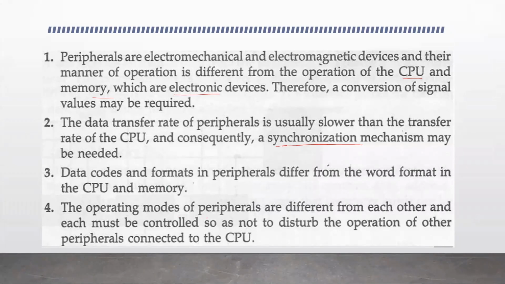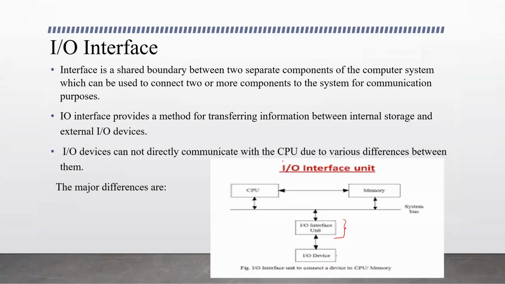The operating modes of the peripherals are different from each other, and each must be controlled so as not to disturb the operation of other peripherals connected to the CPU. If we take the peripherals separately, the operating modes of each peripheral are different from each other, so based on the operating modes of the peripherals, they have to be controlled. So we need an interface between the I/O device and the internal components.